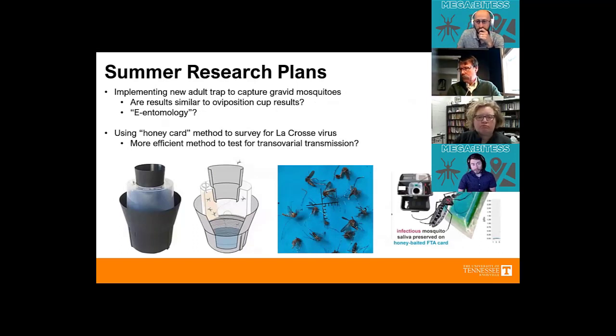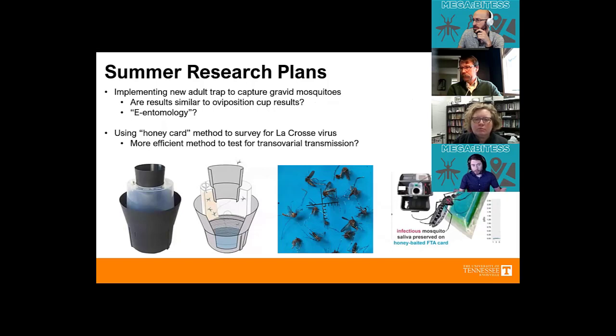One thing I want to do is implement this newer adult trap. It's really new to me. It's not as new to mosquito world, but it's called the Gravid Aedes trap. And it is similar in concept to the oviposition cups we've been using. It's a big plastic bucket type thing. You're seeing the picture on the bottom left. And what you do is add water in the bottom, like you do for the oviposition cups.